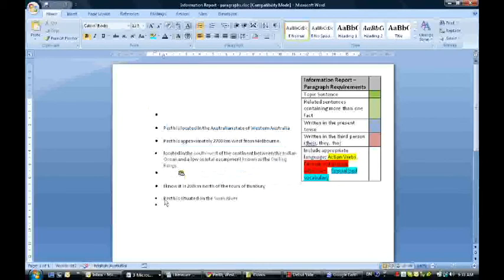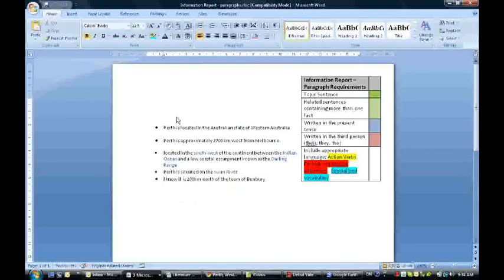And then I'm going to say it's situated on the Swan River, like that. Cut, paste, and then finally I know it's 200 kilometres north of the town of Bunbury. Okay, so now I have ordered my information ready for it to go into a paragraph. I'm going to save my work.